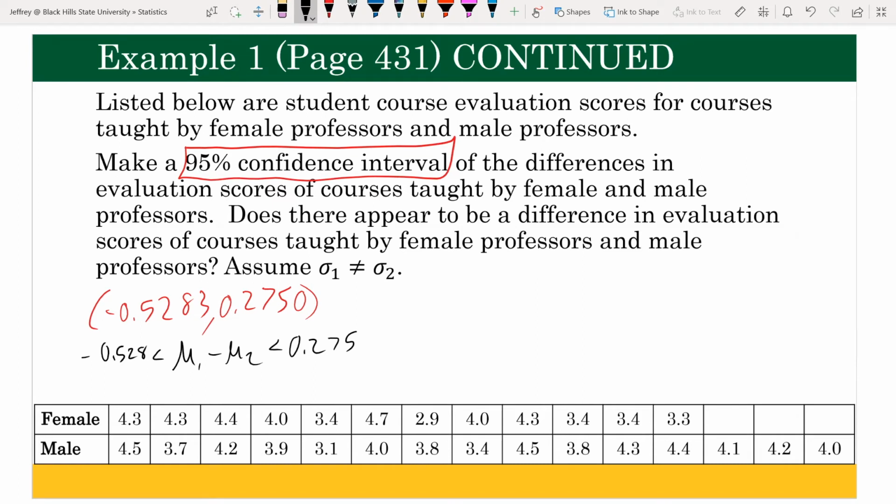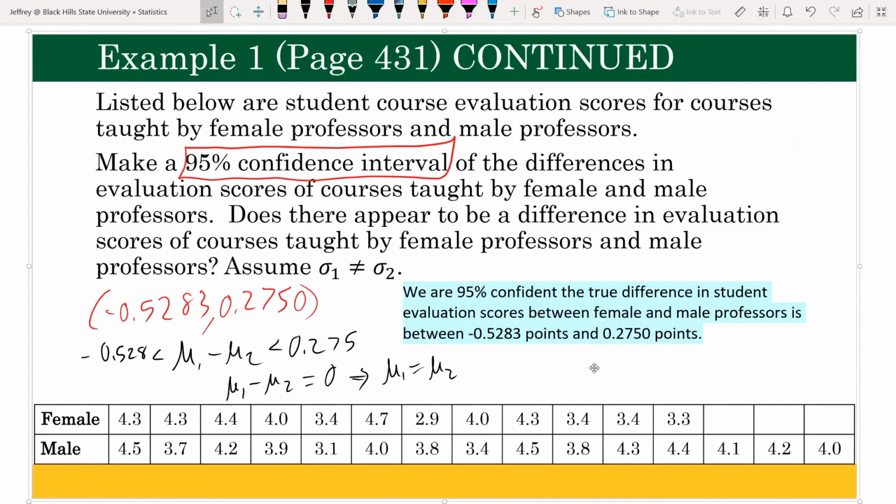Now, because we're between a negative and a positive number, that basically means that mu1 minus mu2 can in fact equal 0, or in other words, 0 is inside our confidence interval, which means that mu1 can in fact equal mu2, meaning there is in fact no difference. We are 95% confident the true difference in student evaluation scores between female and male professors is between negative 0.5283 points and 0.275 points.